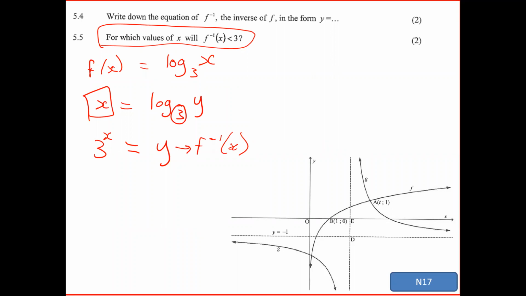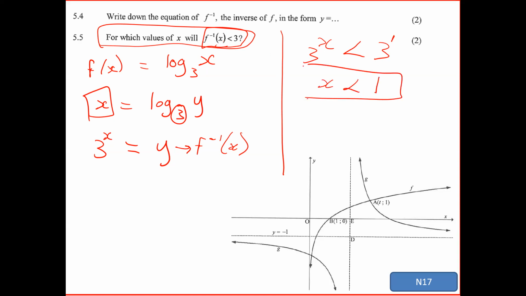So basically, they want to know when is the inverse graph, now remember, the inverse graph is represented by 3 to the x, less than 3? So our bases are the same. That's 3 to the power 1. So that means x is less than 1. But if we look at the graph, which will be the inverse, remember the inverse would be restricted by the asymptote. Always remember that. And if we look at the F graph, the asymptote is the y-axis.